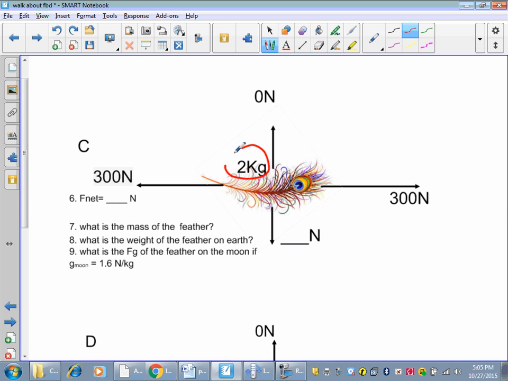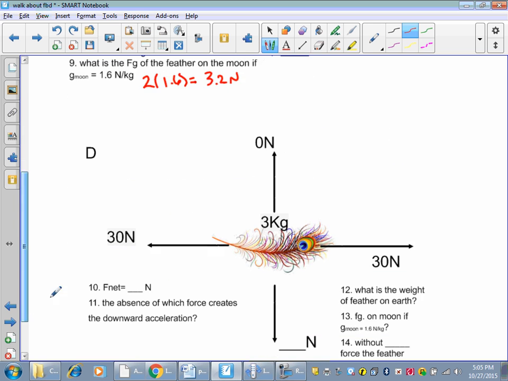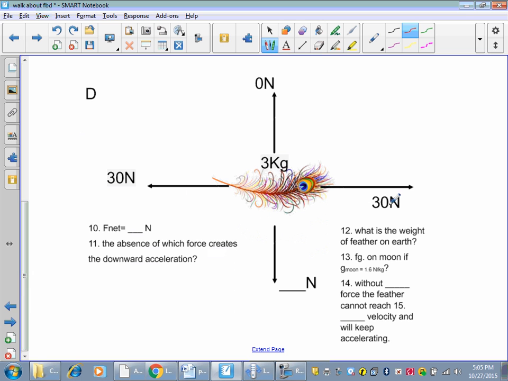Mass of the feather. 2 kilograms. What is the weight of the feather? Weight is this one. 2 times 10. 20 newtons. So 20 newtons on Earth. What is the weight of the feather on the moon? So this time it's 2 times g of the moon. 0.6, this comes out to 3.2 newtons, okay? Down here. Okay, these zero out, don't worry about it. Have no force going upward.